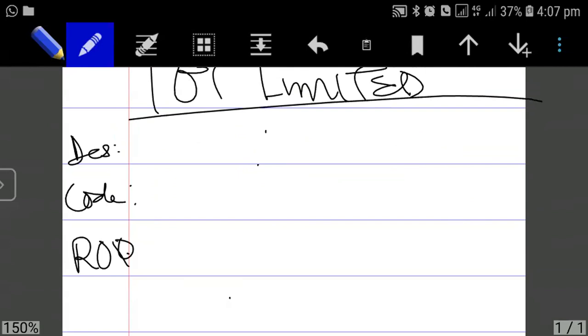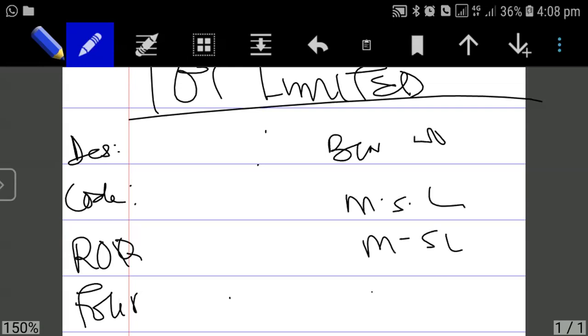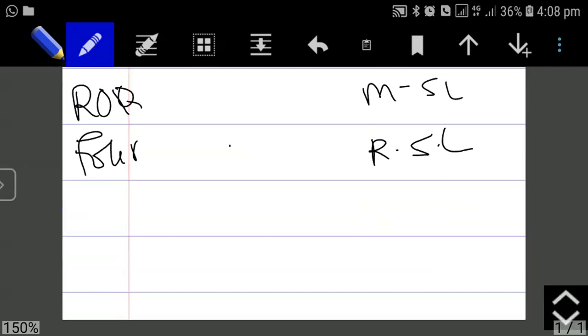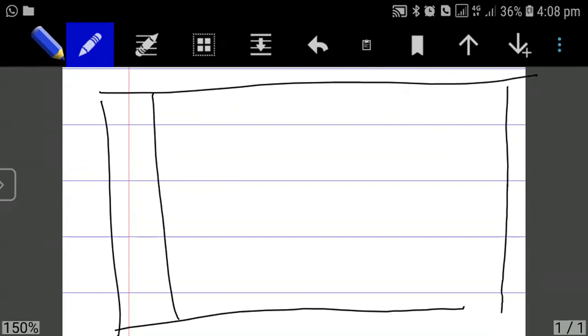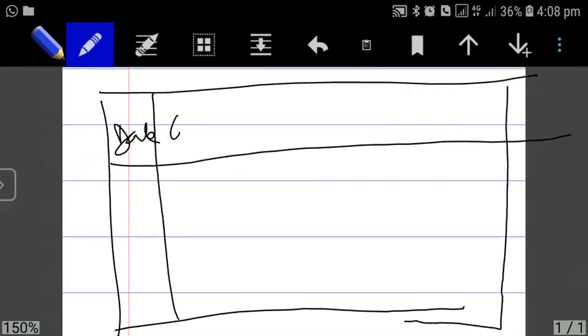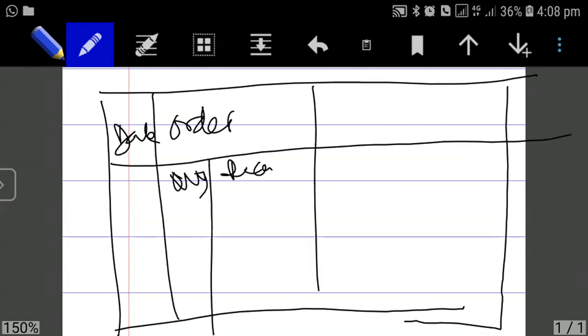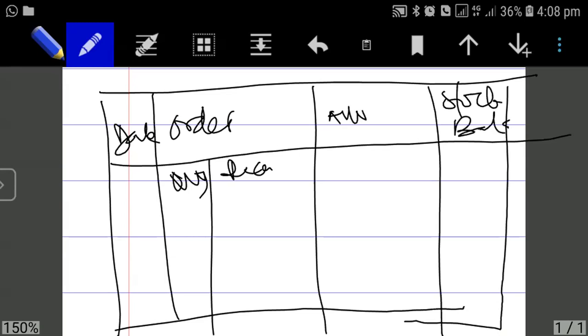You have the stock ledger, or let me call it folio. Then it will add the bin number. It will have maximum stock level, minimum stock level, reorder stock level. All this, the card, we call it card. When you're having your invoice, it's just the same thing. So we have our date. From the date, you will have the customer order, the quantity that is being ordered, and the quantity received. Then you will have your allocation. Then you have your work. You have your stock balance. We call it bin card.